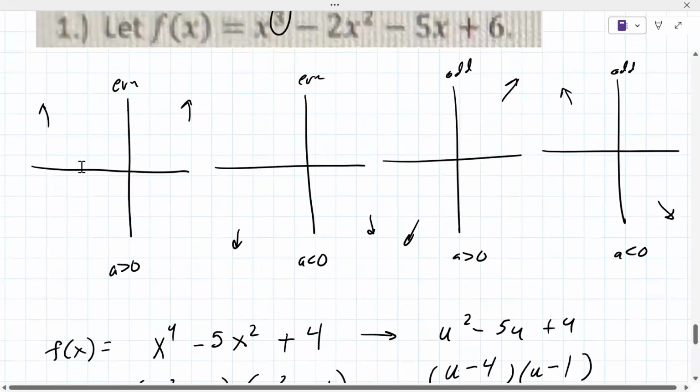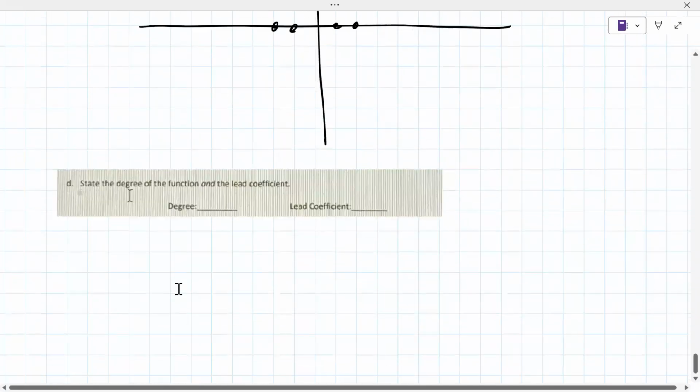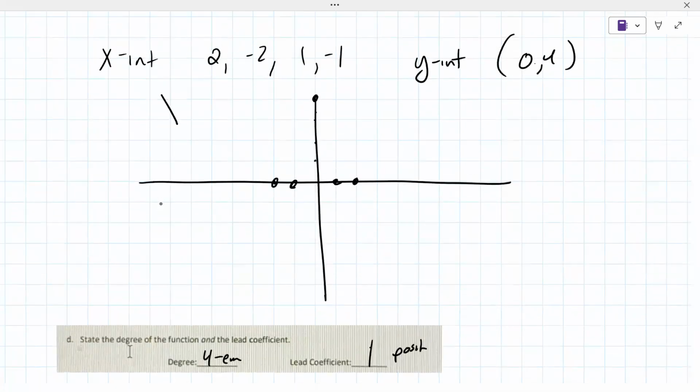So we go back to the original problem I gave you. Here it is. The leading coefficient would be 1, yes, and the degree would be positive 4, which is even. So it's the same question I asked you: which of these arrows are we going to use? A, B, C, or D?